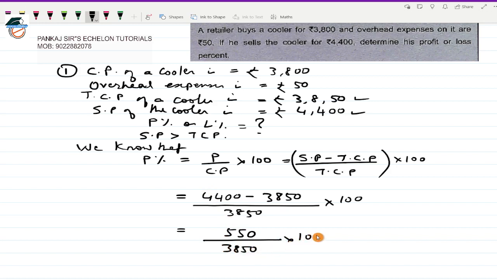550 divided by 3850 multiplied by 100. So this 0 and this 0 cut. You are left with 55 and 385. Now because this is ending with a 5, it is definitely divisible by 5, and this is also divisible by 5. So let us try to work out. If you cancel this and take 5 as a factor, 5 into 11 will be 55. If you cancel this and take 5 as a factor, then 5 5s are 25, 5 6s are 30, 5 7s are 35, 5 8s are 40.